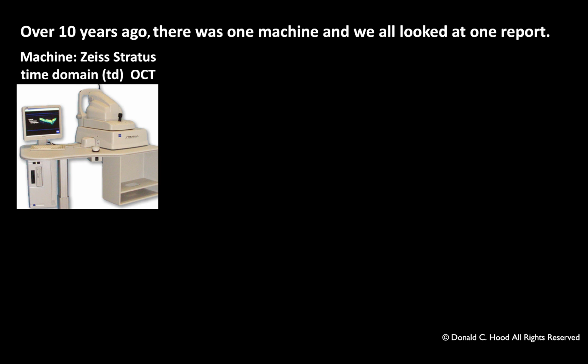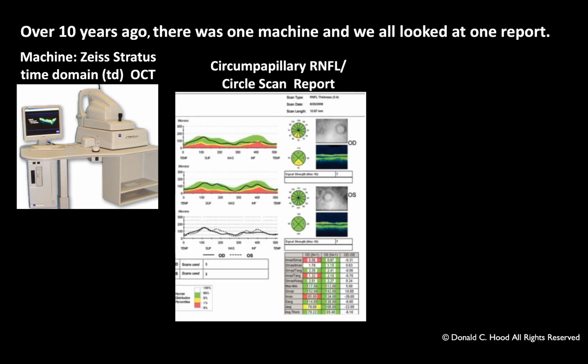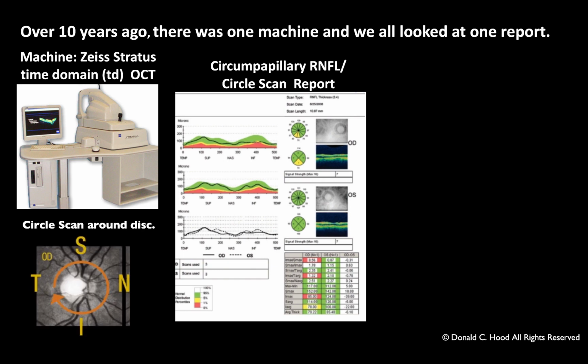Now, over 10 years ago, there was just one machine. The machine was the Zeiss Stratus time domain machine. And we all looked at one report. This is the report we looked at. That scan, by the way, started in the temporal region and went around clockwise.